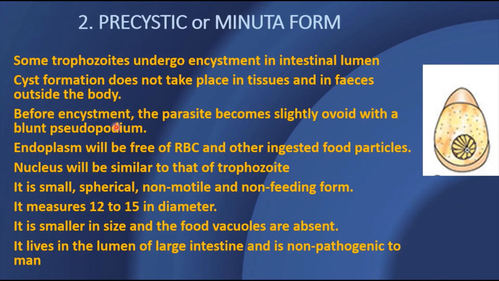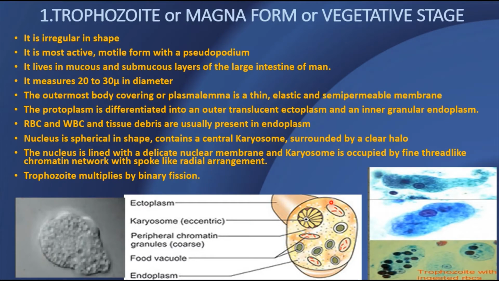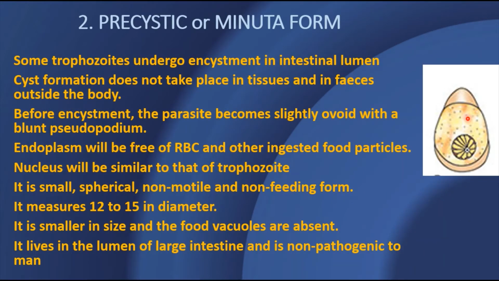So before the encystment, the parasite becomes slightly ovoid. Here you can see the ovoid with a blunt pseudopodium, and the endoplasm is free of RBC. In the previous slide you can see the RBC, WBC and cell debris are present, but in the precystic form those are all absent.